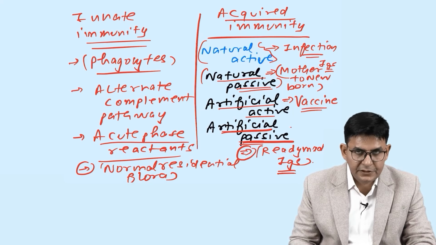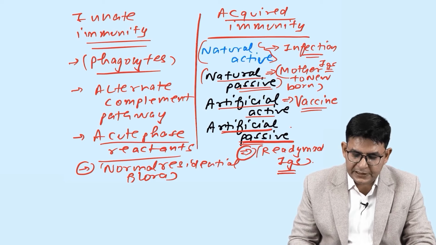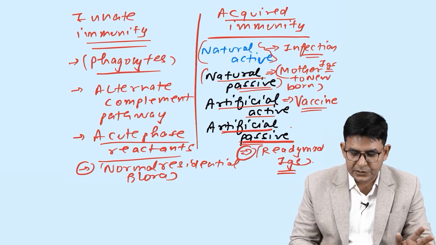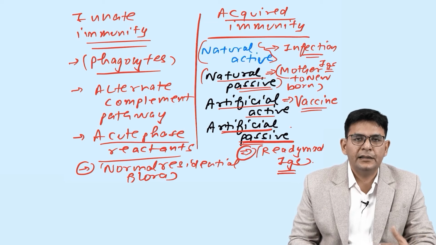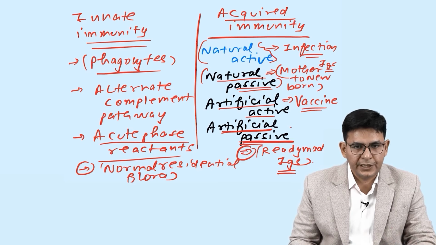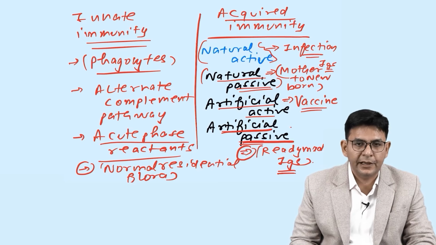So artificial active is vaccine, artificial passive is ready-made immunoglobulins, natural passive is mother to newborn, and natural active is infection. I suppose this is clear, and they will be asked in the exam, and they can be asked in your prof exam also. Okay, so that also is an important entity to be taken care of.